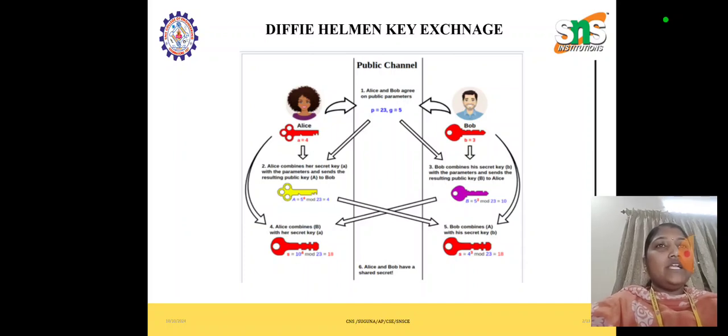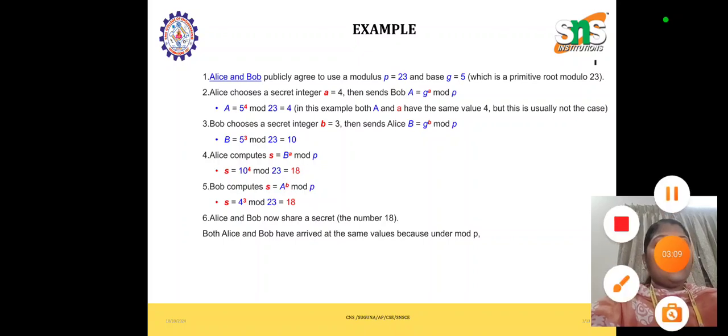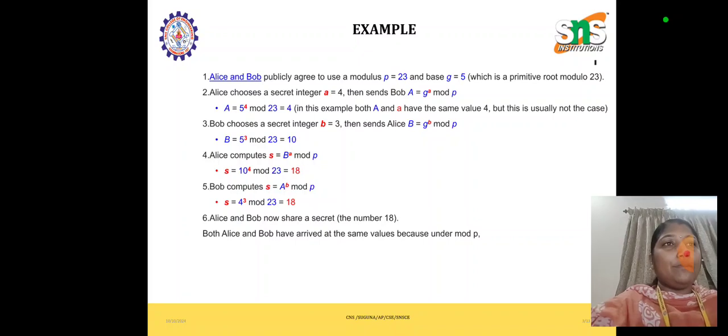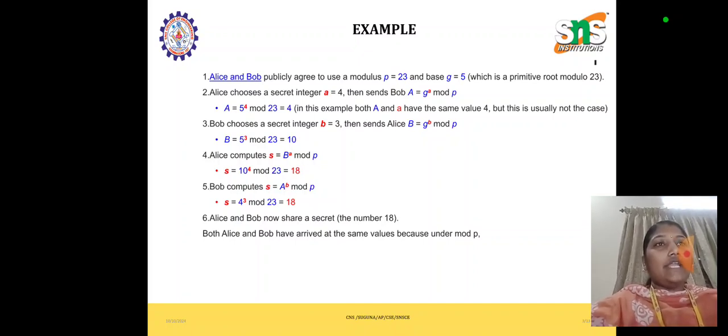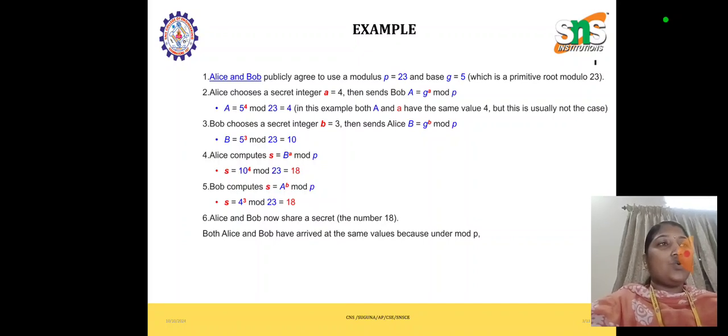Next, public keys. Alice and Bob will calculate their respective public keys using the given formula. That is, Alice will calculate her public key using the formula G power A mod P, and then send it to Bob. Now Bob calculates his public key, which is G power B mod P, and sends it to Alice. Now the public keys are shared over the insecure channel again.